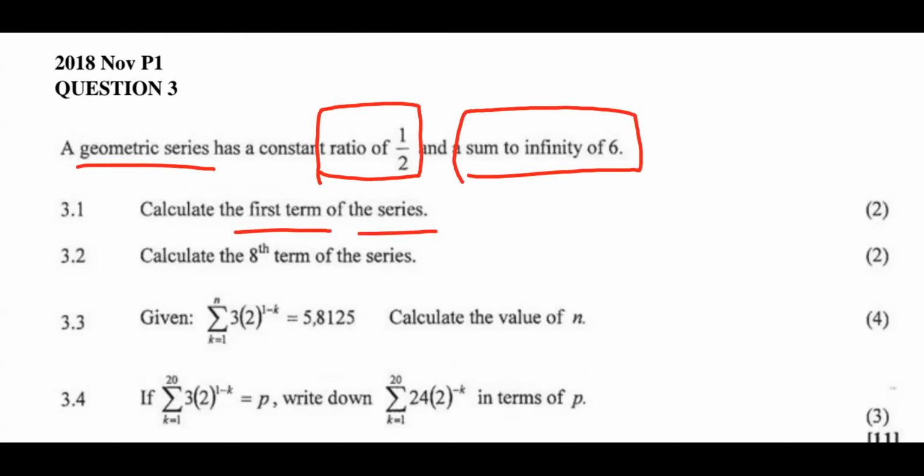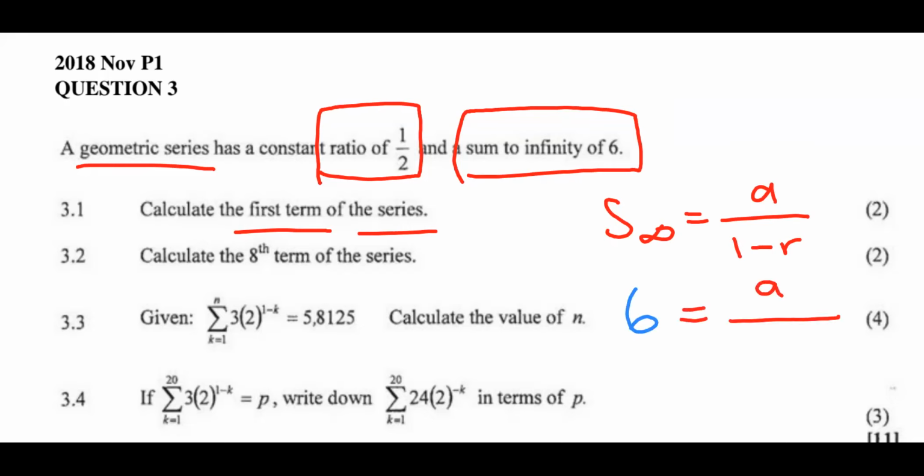They give us a ratio and a sum to infinity, and we need to find the first term. The sum to infinity formula looks like this: A over 1 minus r, where A is the first term of the geometric series and r is the ratio of the sequence. Since they're giving us the sum to infinity as 6, I'm going to substitute that over there. We don't know what A is, so that stays unknown. But we do know that the ratio is 1/2 because that was also given.